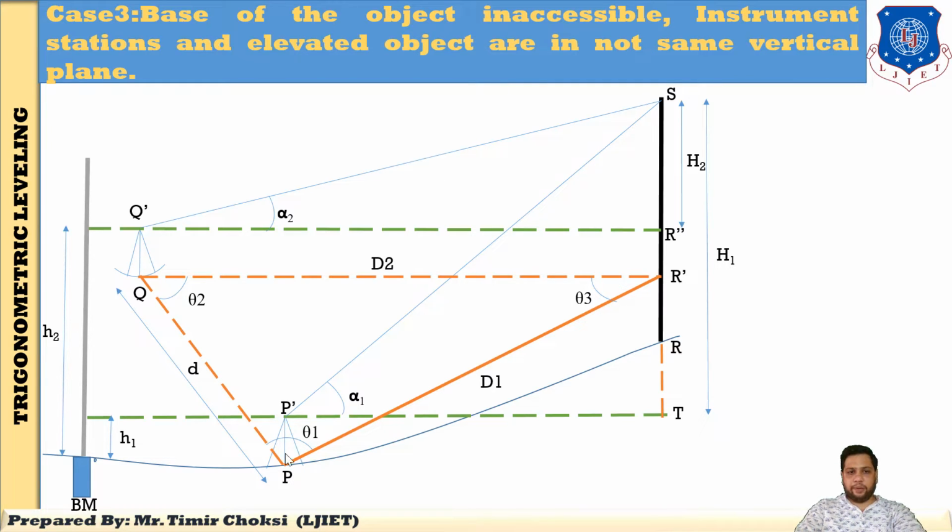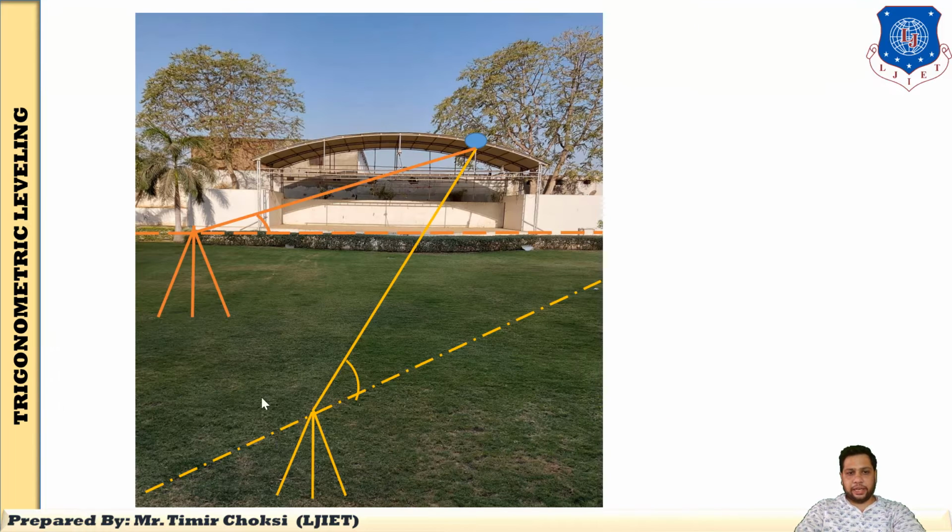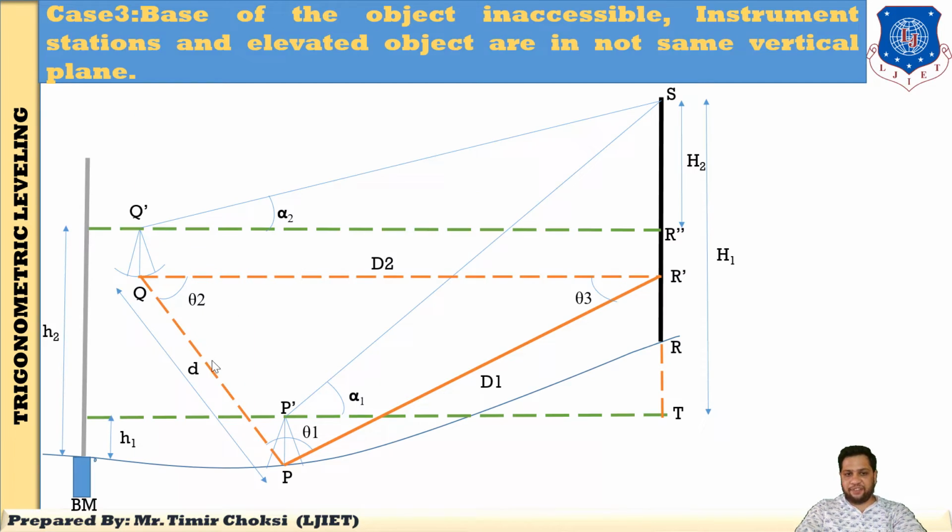Now the distance between P and Q is a small d. Here it is clearly seen, the distance between P and Q. You assume that this is the P instrument and this is the Q instrument. So the distance between P and Q you can directly find with a tape or chain. So small d is available. You will find it using the tape or chain.